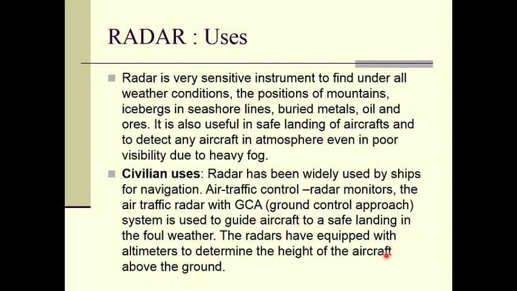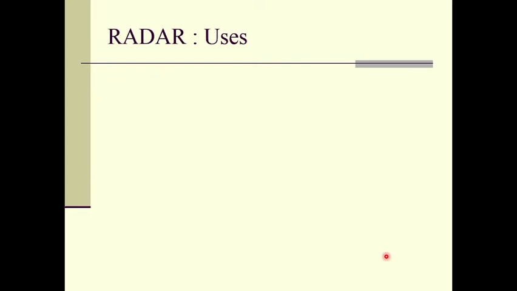Civilian uses. Radar has been widely used by ships for navigation, air traffic control, and radar monitors. The air traffic radar with GCA, the ground control approach system, is used to guide aircraft to a safe landing in foul weather. The radars are equipped with altimeters to determine the height of the aircraft above the ground. So an altimeter is a device that is used to determine the height of the aircraft above the ground, and that also utilizes radar, right?